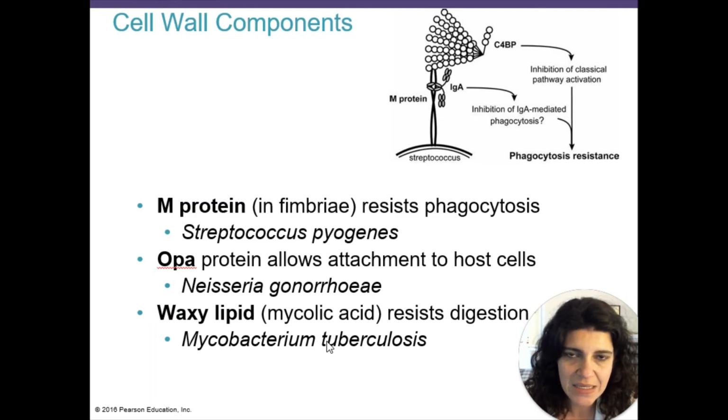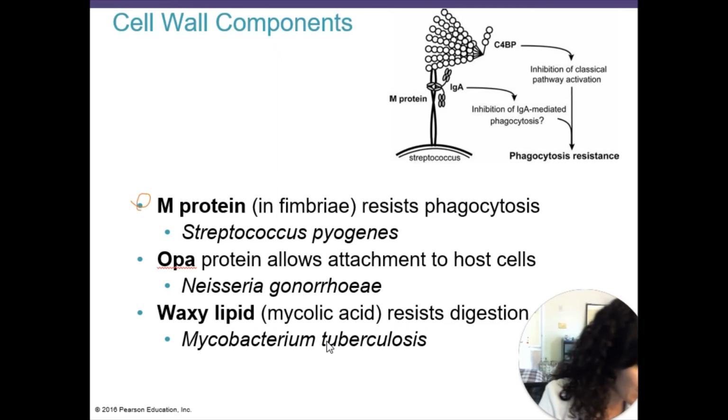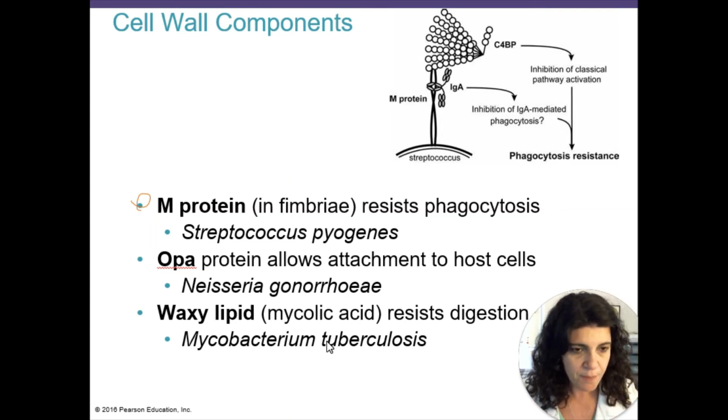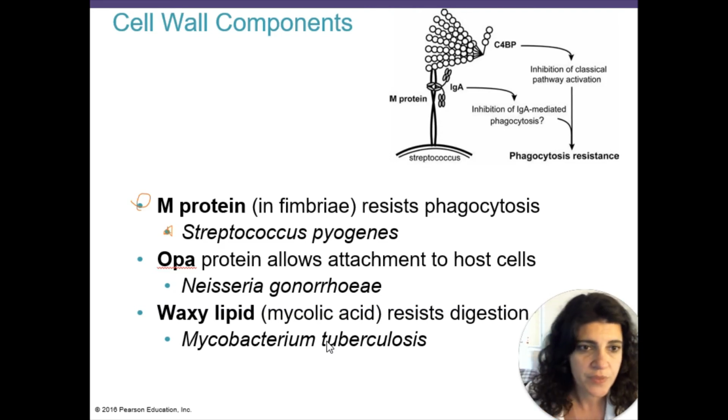So now, still talking about external structures, we were talking about adhesins and capsule. Now we're going to talk about some cell wall components that are also important in attachment. There is a protein called M protein, present in fimbriae, that makes the microbe resist phagocytosis by the phagocyte. One example of a bacterium that has M protein is Streptococcus pyogenes. So M protein is all this. That's the Streptococcus cell. M protein is all this.